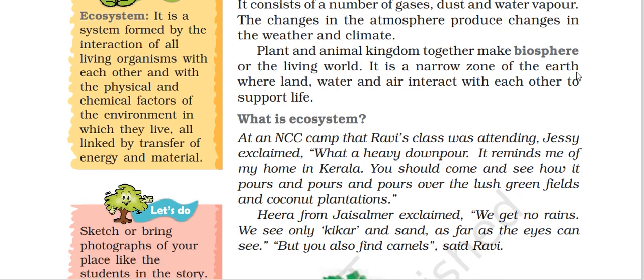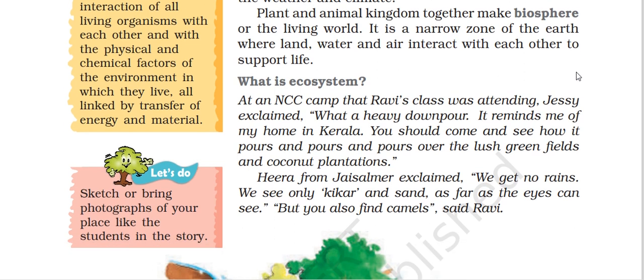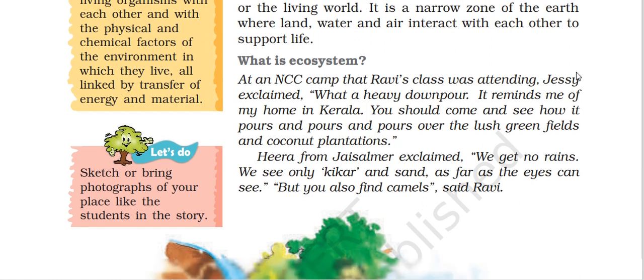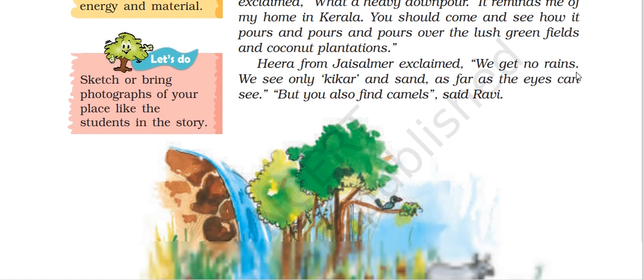At an NCC camp that Ravi's class was attending, Jessam explained what a heavy downpour is. It reminds me of my home in Kerala. You should come and see how it pours and pours over the lush green fields and coconut plantations here. From Jessam, we get no rain; we see only the khejri and the sand as far as the eyes can see. But you also find camels at Ravi.